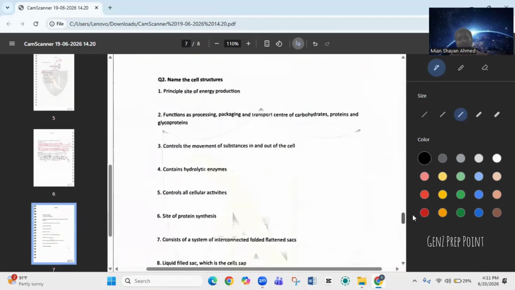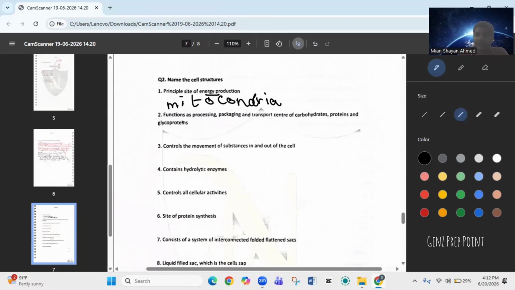Now this is a really tricky question. These questions can come in your exam. These are the expected questions that I made myself. If we see this question, principal site of energy production. So where is energy produced? We talked about the MCQ that was about mitochondria. Mitochondria is the hub of energy. It is involved in the aerobic breakdown of glucose to release energy. So what is the site of energy production? Again, mitochondria.